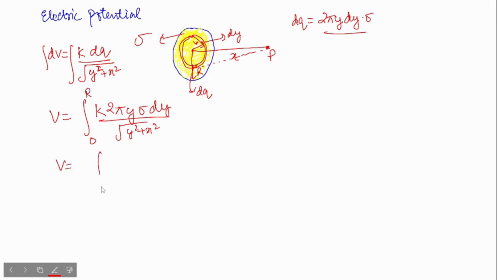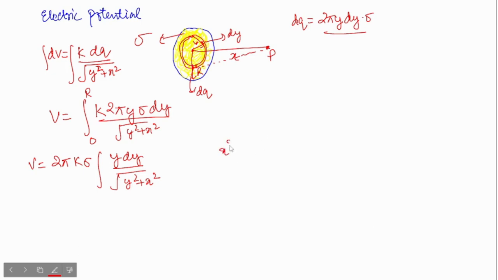Again, if you take common terms outside the integration, this will be y dy upon root of y square plus x square, and 2 pi k sigma. These terms will come out of the integration because they are constant. 2 pi k into sigma, and you need to solve this integration. I hope you have solved it for the electric field. In this part I am telling you how to solve this integration, because there will also be putting of limits as well.